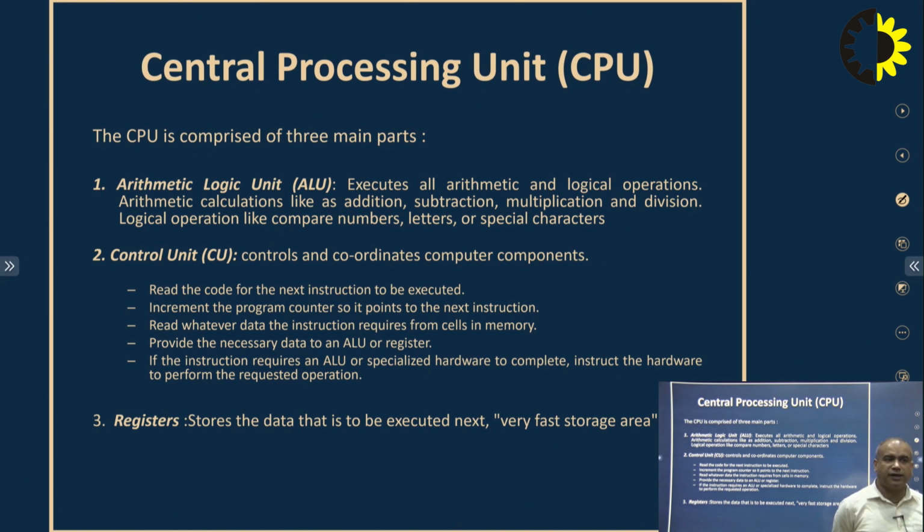If an instruction requires an ALU or specialized hardware to complete, it instructs the hardware to perform the requested operations. So basically it controls all the operations, as well as counts the value for controlling the hardware or any other component. The third important component of the CPU is the CPU register. Basically, it stores data that is to be executed next. It is a very fast storage area that is inside, near to the processing unit, or ALU or CU.